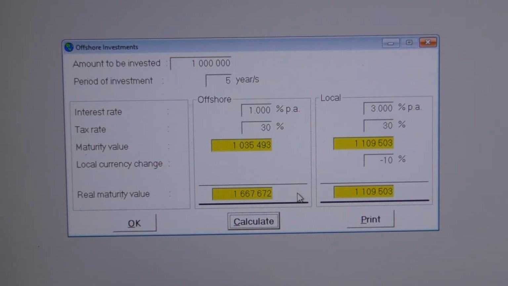And let's assume we expect the Rand to lose 10% of its value a year. Let's also assume we will be paying tax on the returns from both investments at 30% tax rate. We can see that our local investment would be worth 1,109,503 Rand. Because the offshore interest rate is less than the local rate, the foreign investment would be worth a little less than the local amount, but the depreciation of the Rand means we would get 1,667,672 Rand when we bring the money back to South Africa, and this means about 50% more in this example.